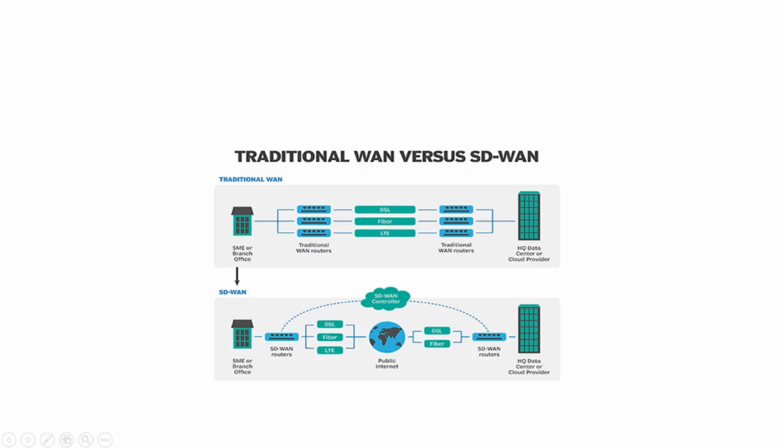But in the case of SD-WAN, we see the SD-WAN controller is there. Cisco is using DNA Center as its controller, and these two locations are connected together through the controller. So all the provider networks, DSL, fiber, LTE, MPLS, are clubbed together and the data is forwarded. The pivotal role that I was talking about is performed by the SD-WAN controller, that is now DNA Center, the latest controller by Cisco.